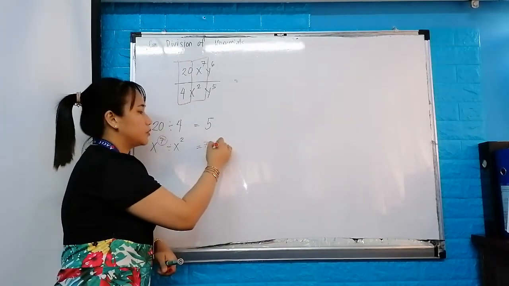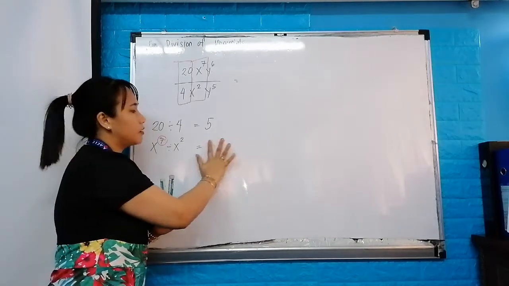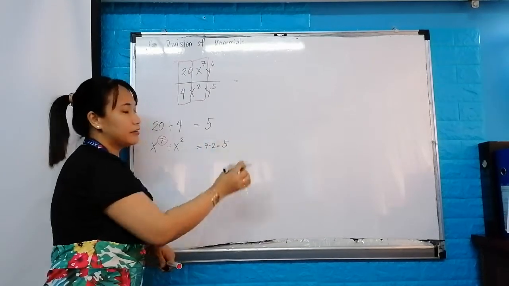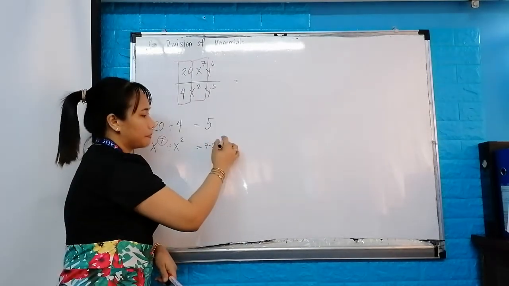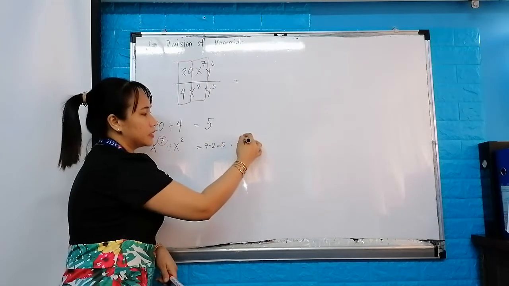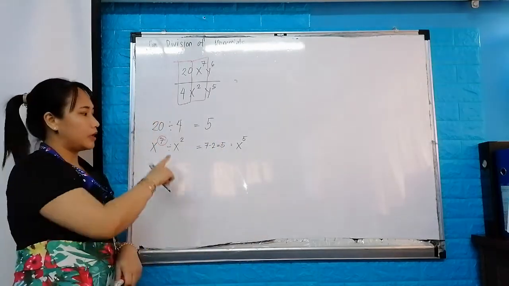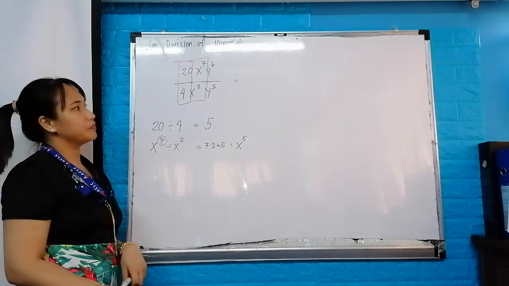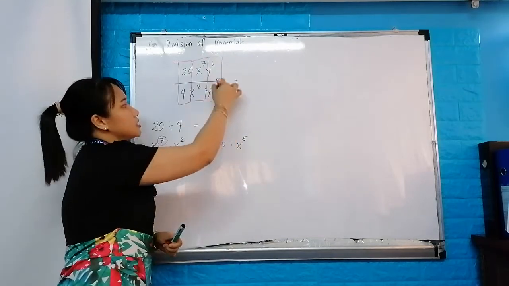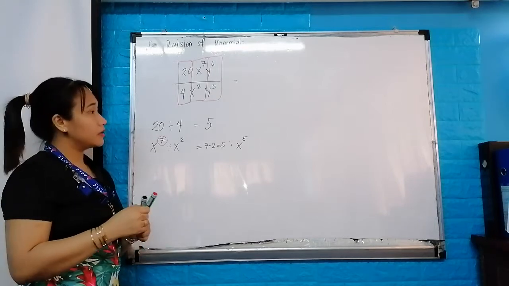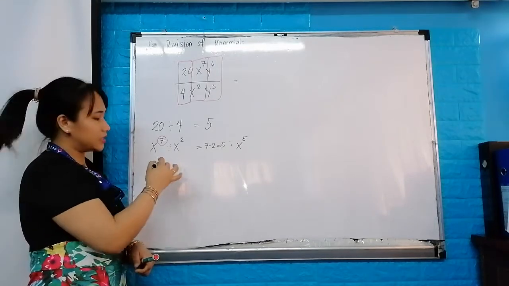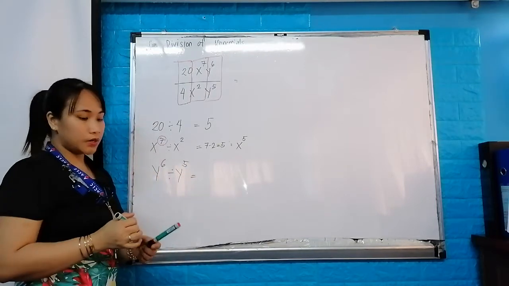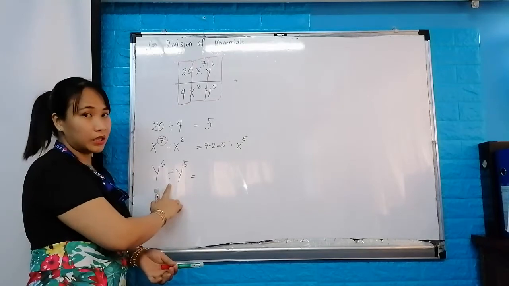So 7 minus 2, the answer is 5. So that means x to the 5th power. You just take the degree, subtract it, and maintain your variable. Let's proceed to the second variable, which is y. In this case, you have y to the 6th power and y to the 5th power.